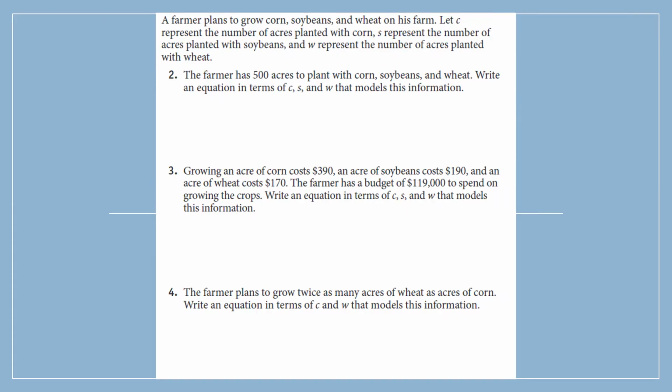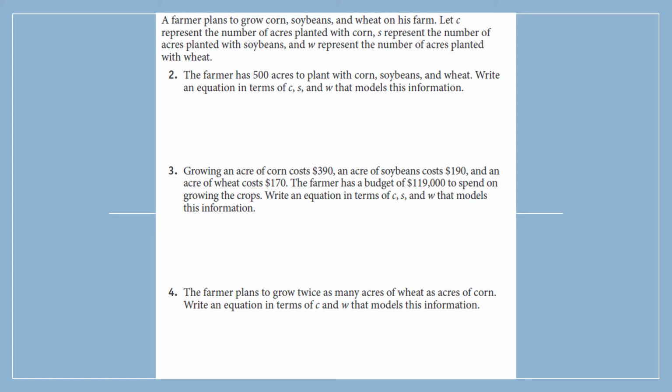Otherwise, moving on. A farmer plans to grow corn, soybeans, and wheat on his farm. C is going to represent the acres planted with corn. S is the number of acres with soybeans, and W is the number of acres planted with wheat. The farmer has 500 acres to plant with corn, soybeans, and wheat. Write an equation in terms of C, S, and W that models this information.